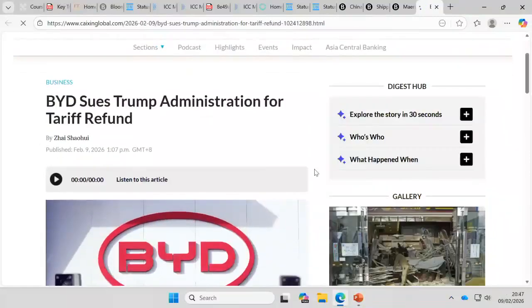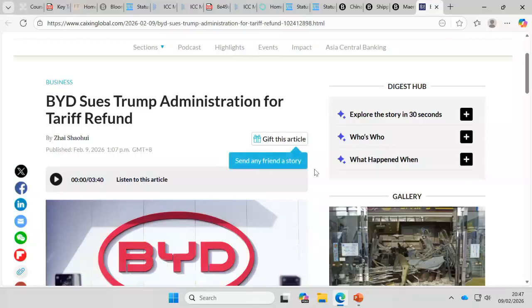BYD sues Trump administration for a tariff refund. So BYD, car manufacturer, suing the Trump administration for a refund on the tariffs that it's had to pay as a result of changes. We, of course, have a US Supreme Court case which is pending on validity of tariffs. BYD is obviously hoping that it goes in one direction, in which case they may be in a position to gain from that. But this shows commercial litigation, and BYD, who we're going to look at some more.